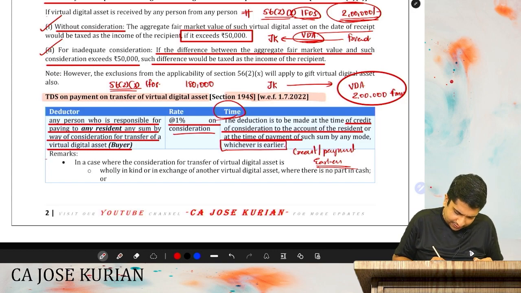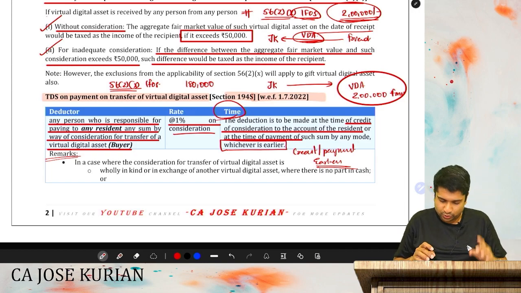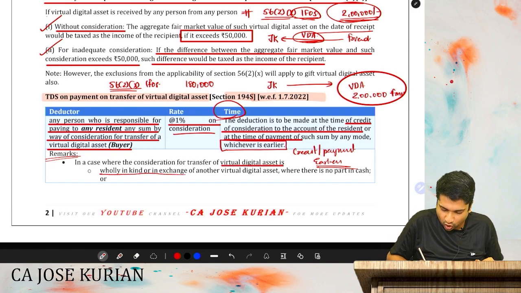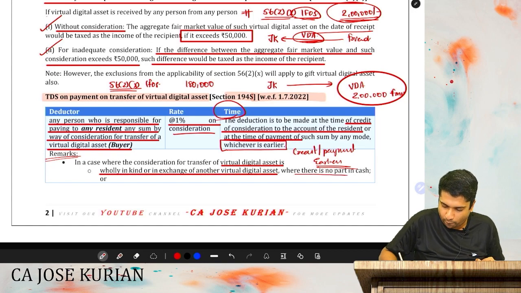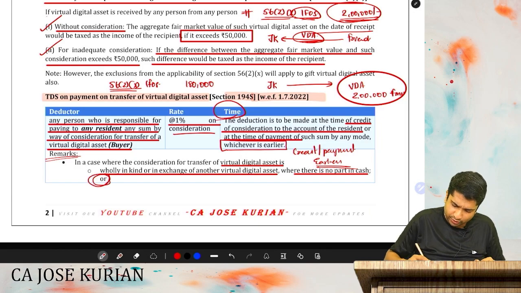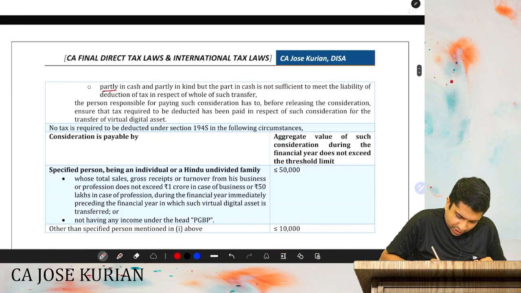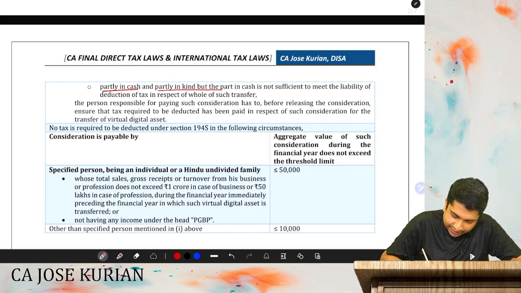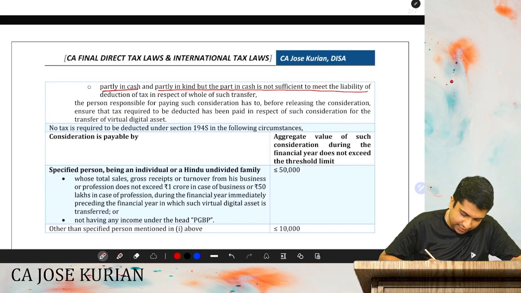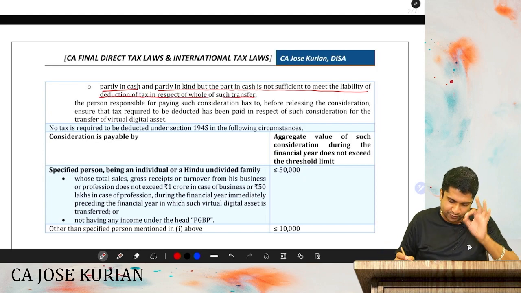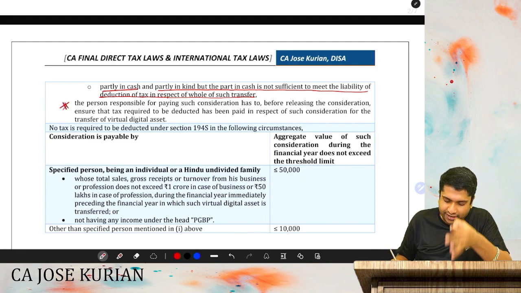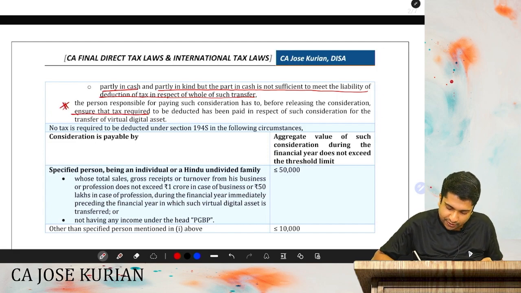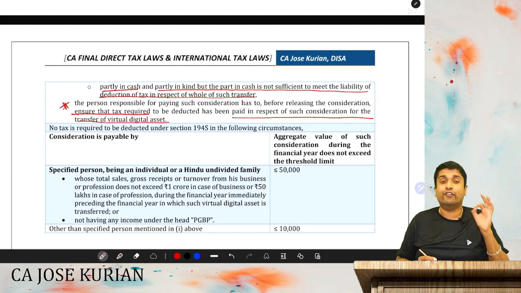Now, there are a few remarks in relation to this particular TDS point. So please listen. In case the consideration for transfer of virtual digital asset is wholly in kind or in exchange of another virtual digital asset, where there is no part in cash, or it is partly in cash and partly in kind, but the part in cash is not sufficient to meet the liability of deduction of tax in respect of the whole of such transfer, then the person responsible for paying such consideration has to, before releasing the consideration, ensure that the tax required to be deducted has been paid in respect of such consideration for transfer of virtual digital assets.